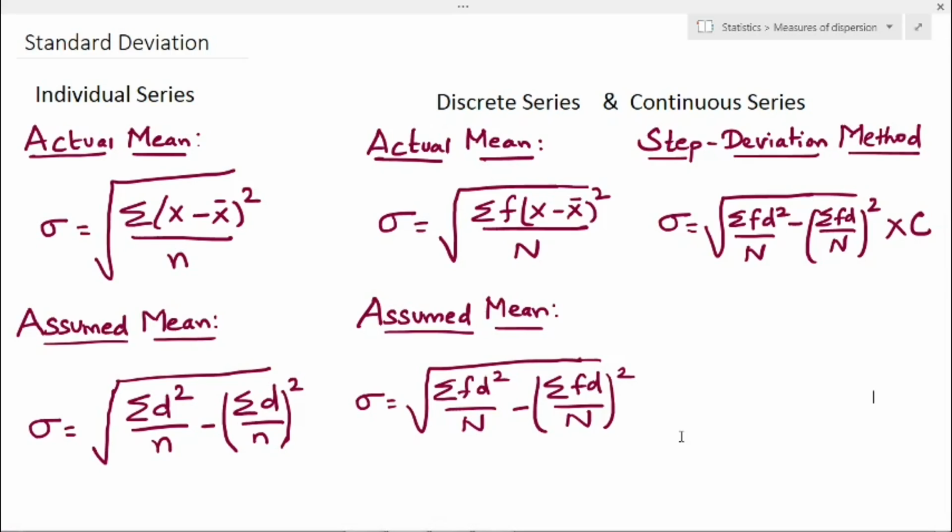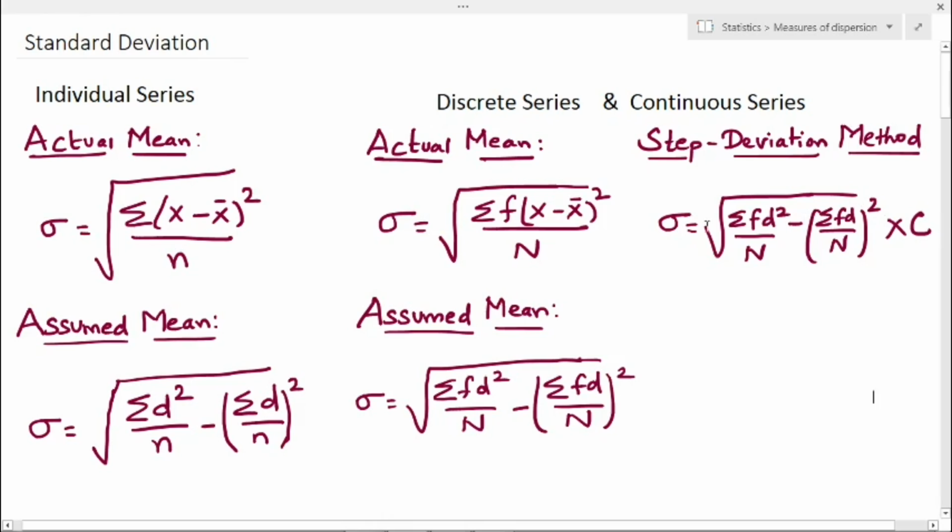In this video, we are going to solve standard deviation by using the step-deviation method. Already I have explained how to compute the value of standard deviation in the case of individual series and discrete series by the assumed mean method. The link for that video is given in the description below. Now we are solving standard deviation by the step-deviation method.